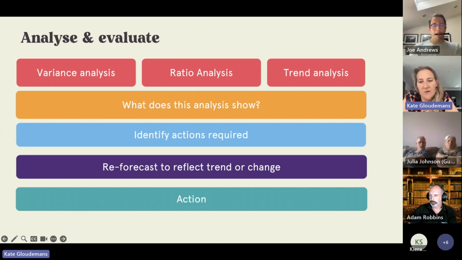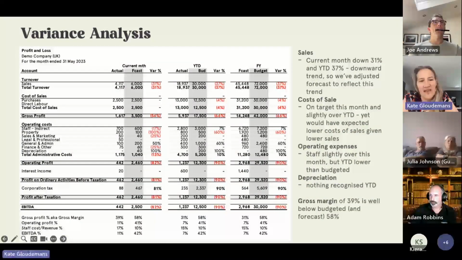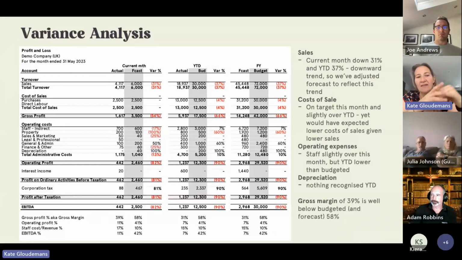Right, so an example of variance analysis. Lots of numbers on here, but it was just an example of a profit and loss, comparing current month, year to date, and full year forecast with a bit of narrative on the side. So I'm not going to go into the detail. I'm just going to talk through really what's happening. When you do variance analysis, you could be comparing to anything. In this diagram, I'm showing that you'd be comparing, for example, your actual performance versus forecast.